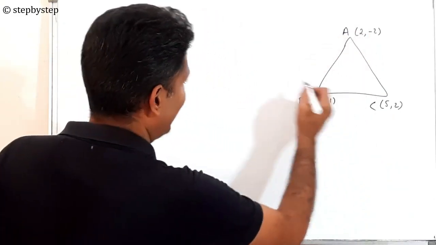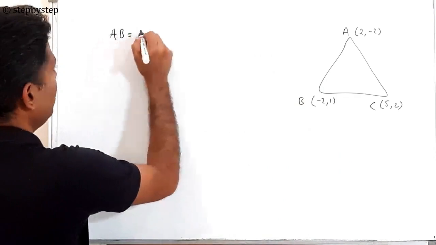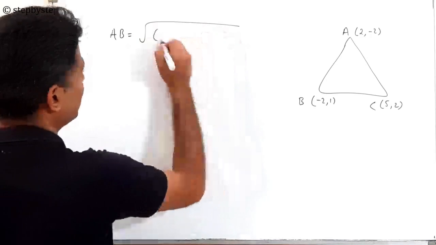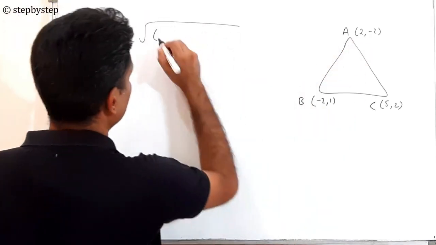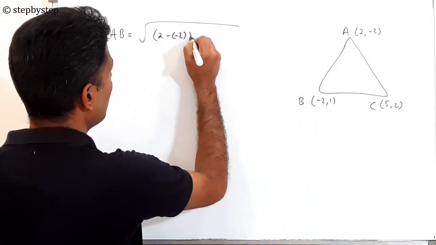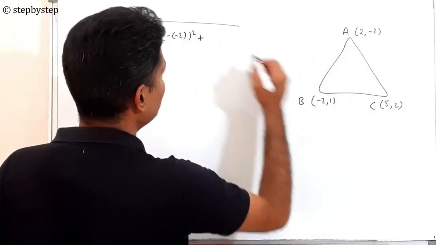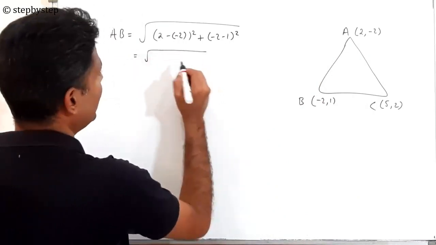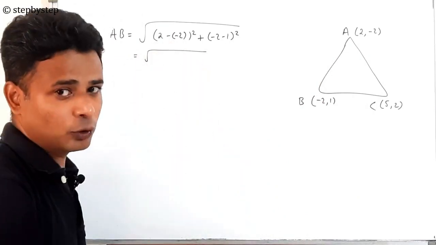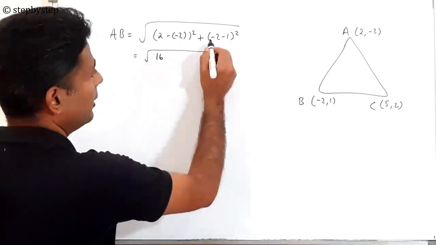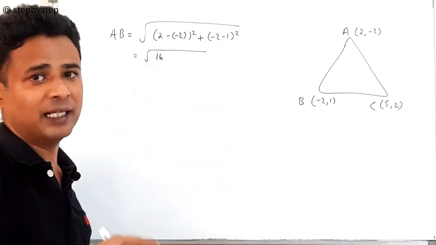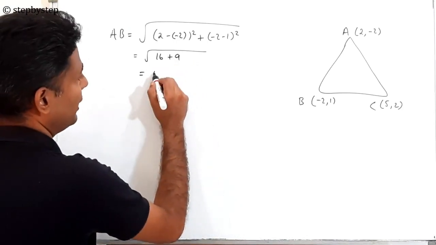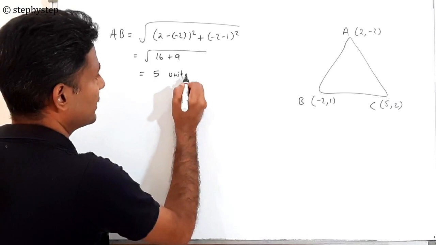So now first I'll find AB. AB equals root of (x2 minus x1) whole square plus (y2 minus y1) whole square. So 2 minus of minus 2, whole square, plus minus 2 minus 1, whole square. So what do we get? 2 minus of minus 2, 2 plus 2, 4, 4 square is 16. Minus 2 minus 1 is minus 3, square is plus 9. So we get root of 25, that is 5 units.